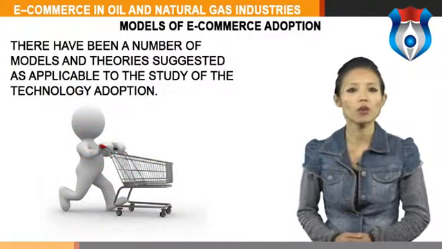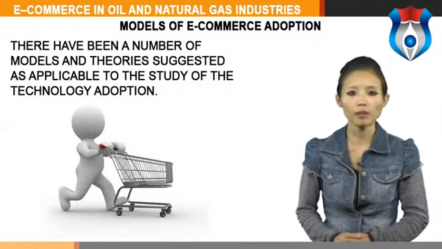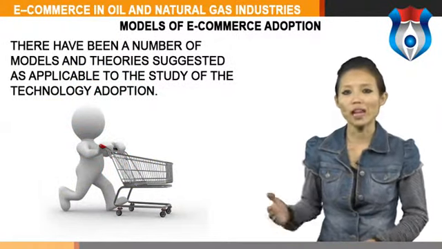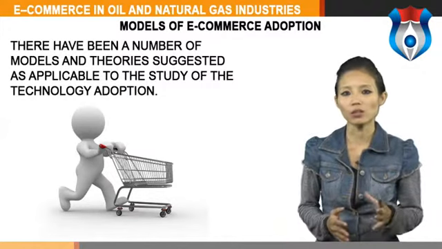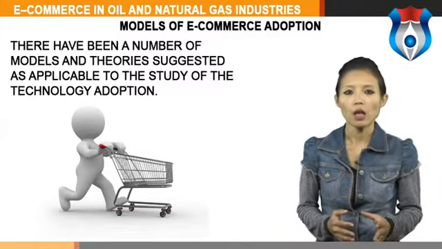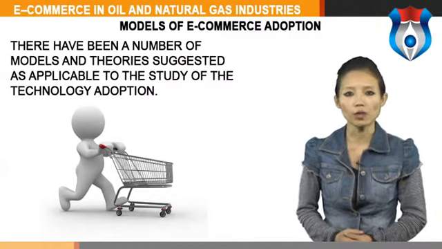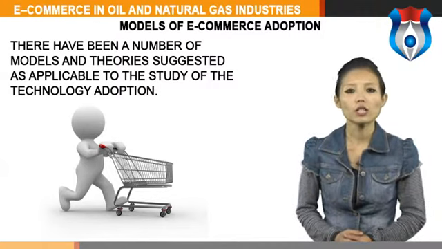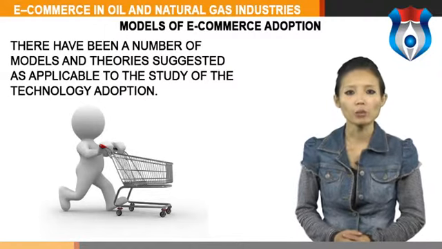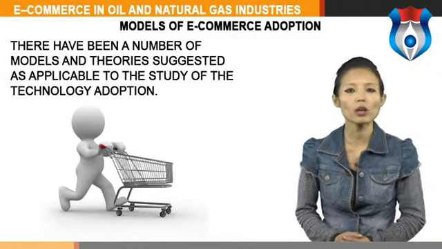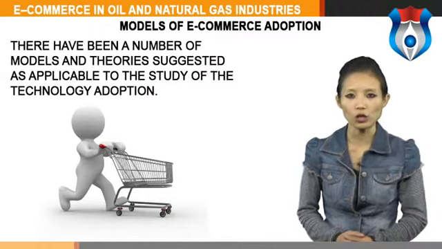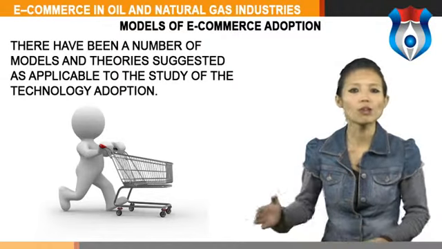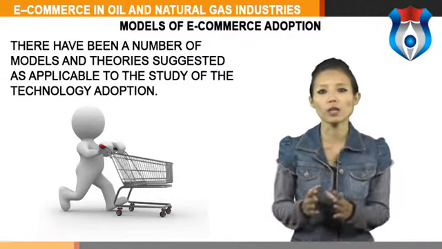Let's now discuss the models of e-commerce adoption. There have been a number of models and theories suggested as applicable to the study of technology adoption. Among many theories such as theory of reasoned action TRA, technology acceptance model TAM, theory of planned behavior TPB, innovation diffusion theory IDT, social cognitive theory SCT, and unified theory of acceptance and use of technology UTAUT, the most relevant theories to consider for adopting a technology.